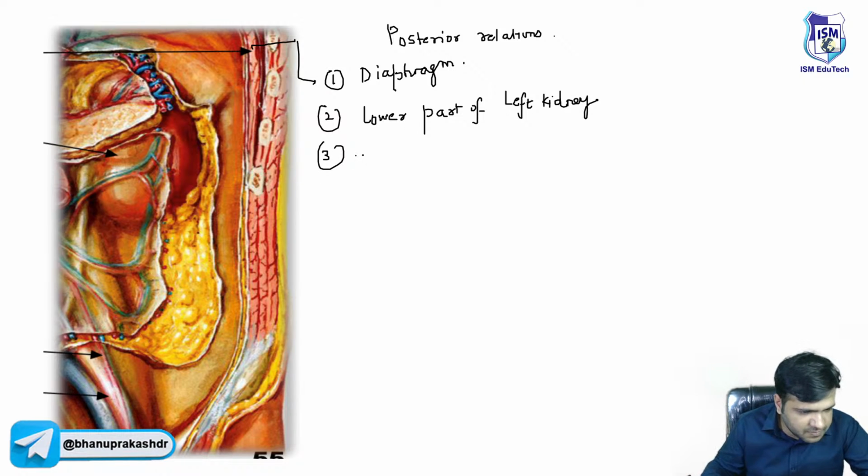Now coming on to the third part. We have the transverse abdominis muscle.